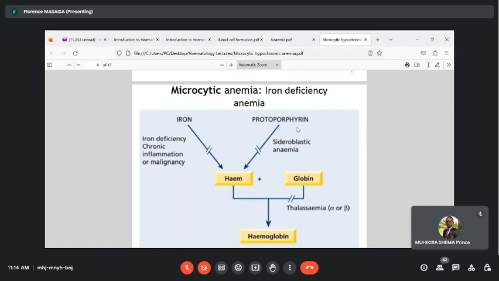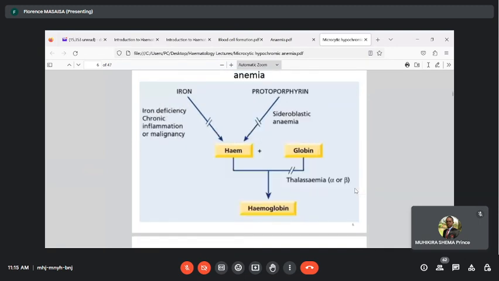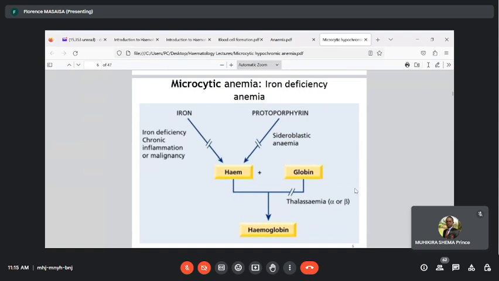We also have a deficiency in porphyrin, meaning that, for example, in case of sideroblastic anemia, iron is there but cannot be incorporated in the mitochondrion of the precursor cells. So the iron will stay outside of the mitochondrion, not able to make the synthesis of hemoglobin. Then when you have deficiency in globin chains, we have either alpha or beta thalassemia. So these are the conditions which may cause the red cell to be small in size.